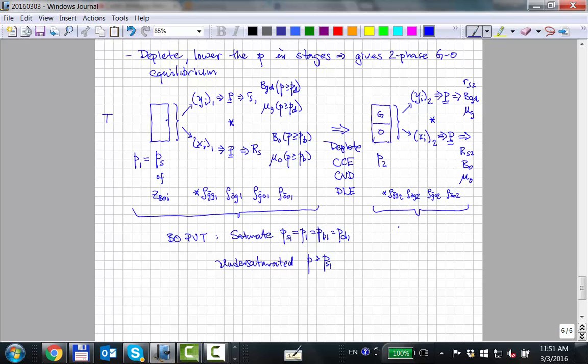So again, we get saturated BO PVT at P saturation 2, and we get undersaturated black oil PVT for pressures greater than this second saturation pressure. Basically greater than, because we already have the equal to. And then we just keep repeating this, until you get to whatever low pressure you want to get to.